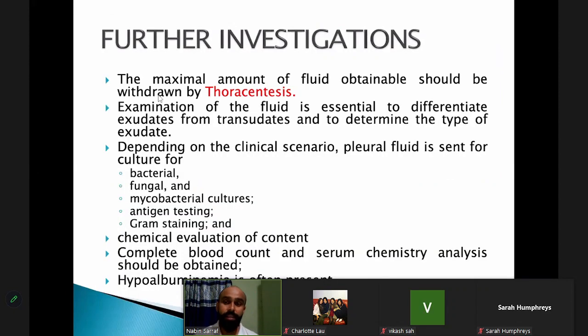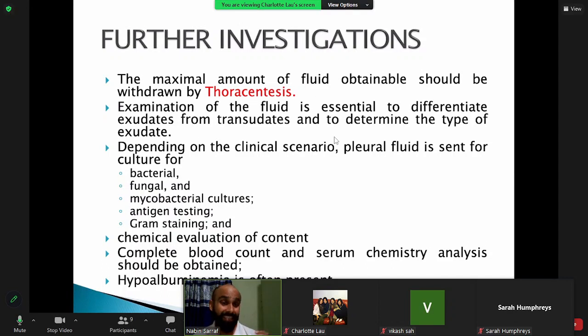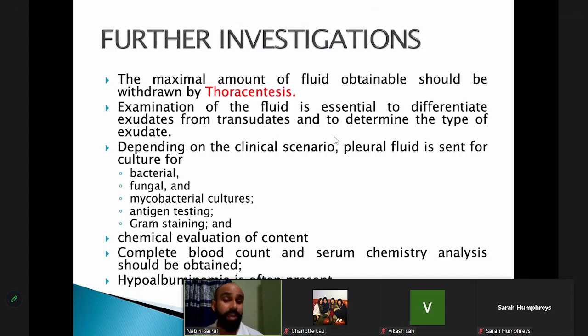Now the further investigations. The maximal amount of fluid obtainable should be withdrawn by thoracentesis, and examination of the fluid is essential to differentiate exudate from transudate and to determine the type of exudate, so that we can decide what line of treatment should be used. For that reason, thoracentesis, chemical evaluation of the fluid, and sometimes culture of the fluid are very important. In chemical evaluation, we look at the pleural fluid protein level, the pleural fluid LDH level, and the pH of the fluid, so that we can compare the ratio of pleural fluid protein to serum protein, and depending on that we can differentiate whether it is exudative or transudative.